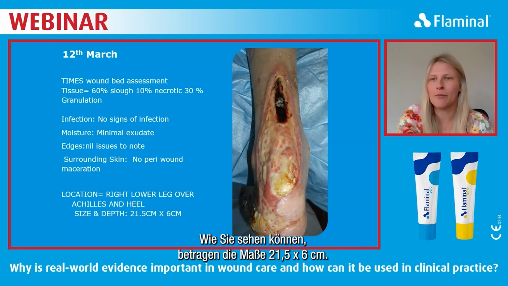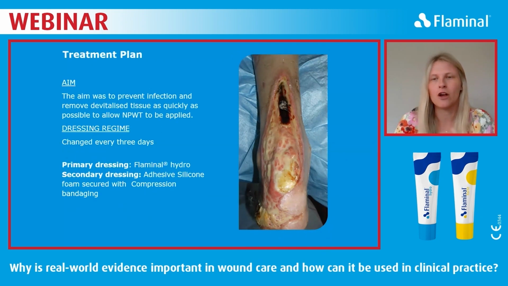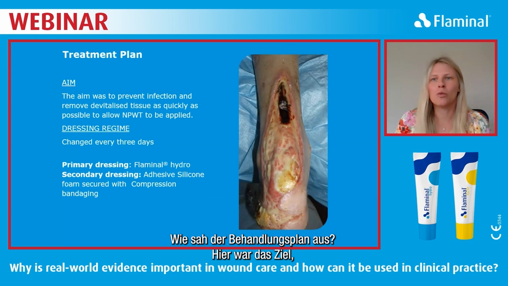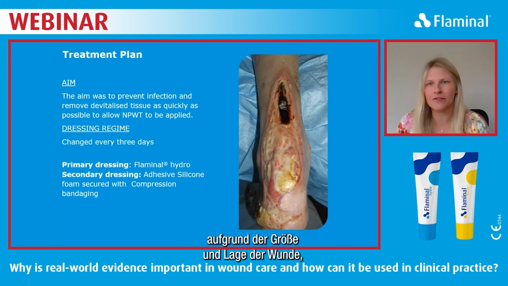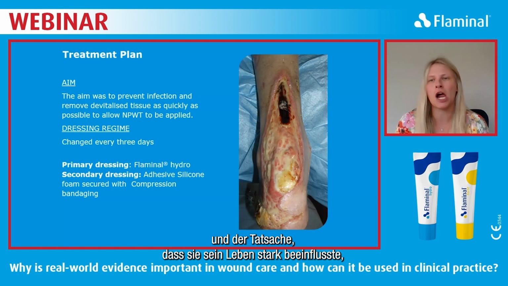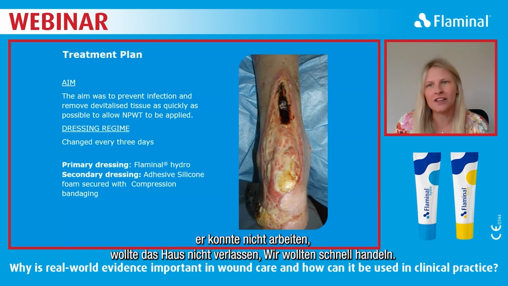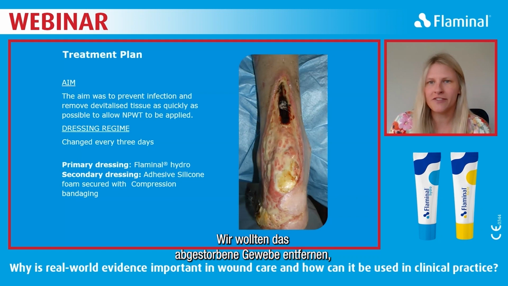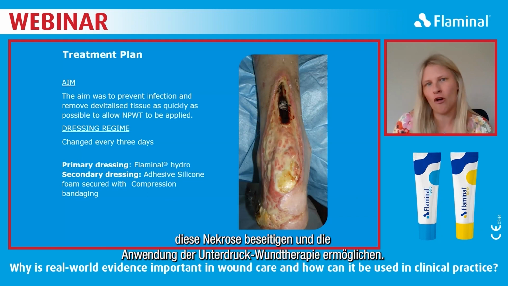You can see there our measurements were 21.5 by 6 centimetres. What was the treatment plan? So the aim here, because of the size of the wound and where it was and the fact that it was really impacting his life, he was off work, he didn't feel he could go out of the house, and we really wanted speed. And what we wanted was to remove the devitalized tissue, remove that necrosis, and allow application of negative pressure wound therapy.